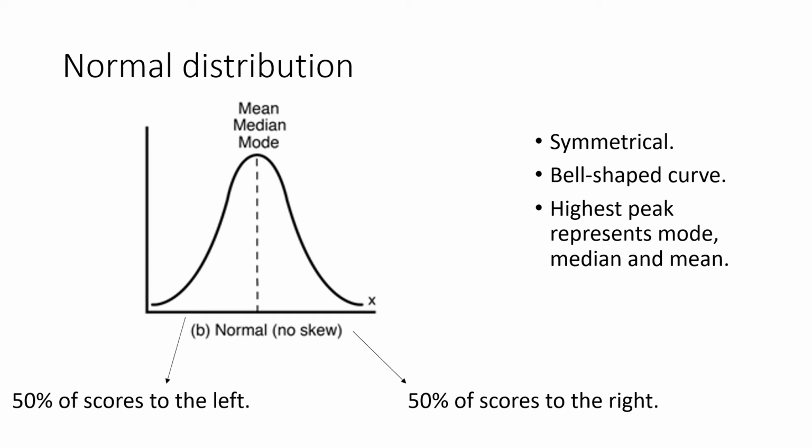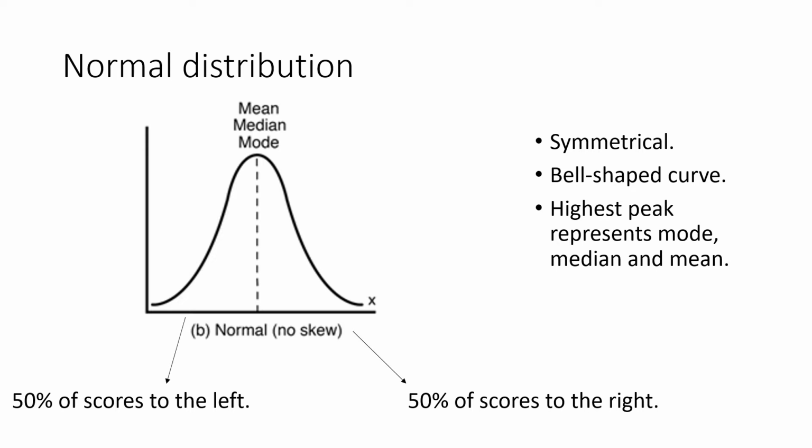So if we look at your normal distribution, this is where it is even, so it's symmetrical. You have 50% of scores or data, whatever you're doing. So you may have conducted a test and 50% of scores are on the left-hand side and 50% of the scores are on the right-hand side.